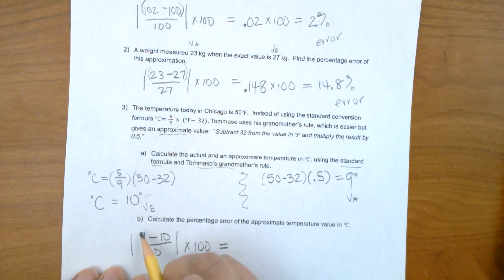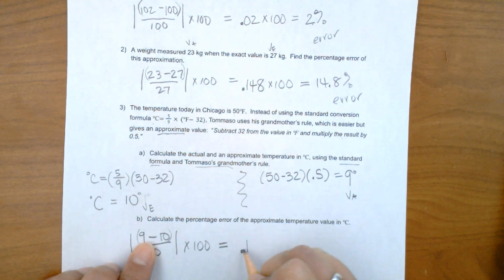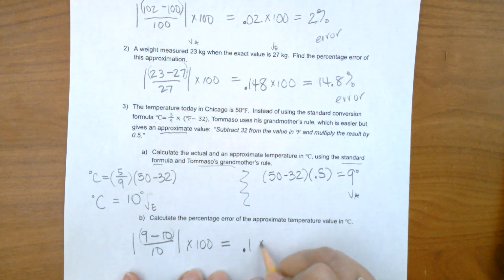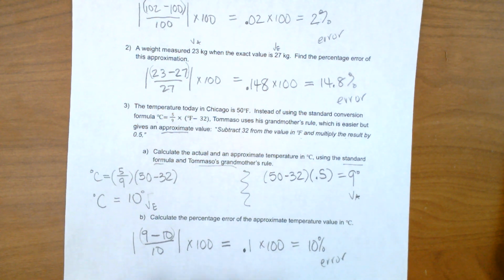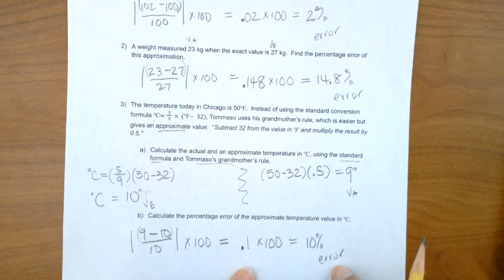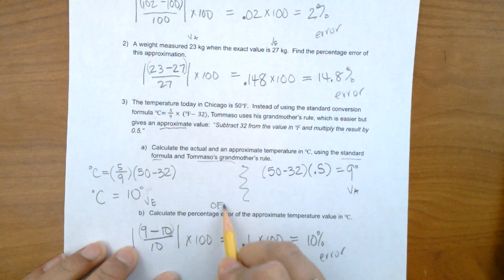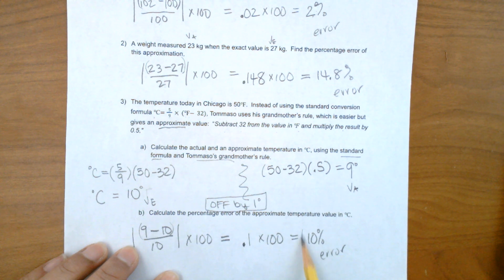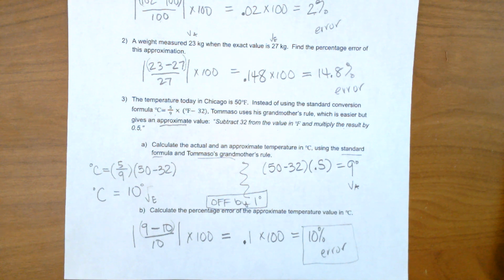Doing this in the calculator, I want to do it in one step, so I'm going to put parentheses around the top. I get negative 0.1, but as it comes out, it's going to be positive because that's what the absolute value says. Times 100, and that's going to give us a 10% error. So we're off by a degree, but it's really 10% that we're off by. So here we're off by 1 degree, but in actuality, it's really a 10% error, and that's pretty big. So how you want to take it.